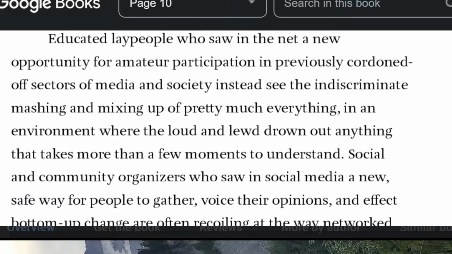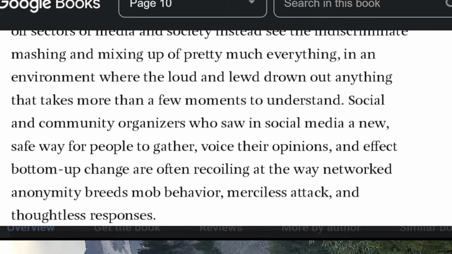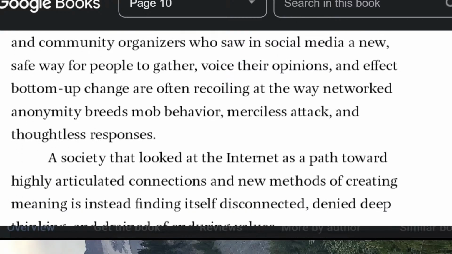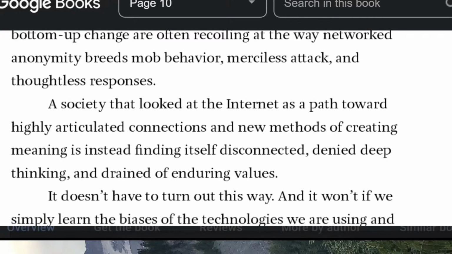Educated lay people who saw in the net a new opportunity for amateur participation in previously cordoned off sectors of media and society instead see the indiscriminate mashing and mixing of pretty much everything in an environment where the loud and lewd drown out everything that takes more than a few moments to understand. Social and community organizers who saw in social media a new safe way for people to gather, voice their opinions, and affect bottom-up change are often recoiling at the way networked anonymity breeds mob behavior, merciless attack, and thoughtless responses.